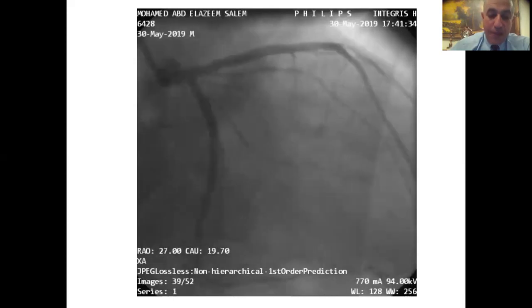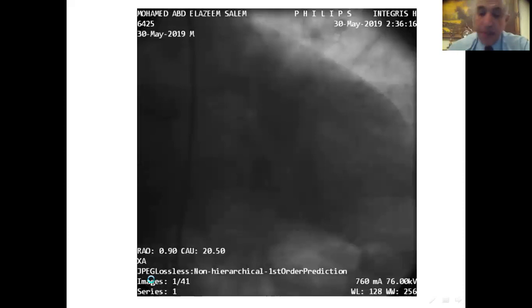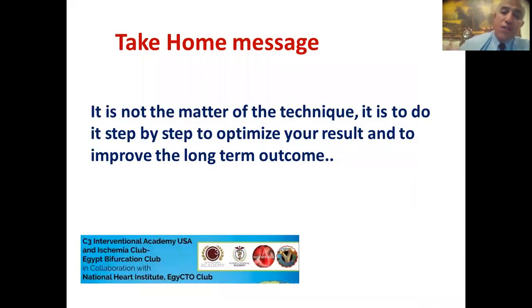I know it is a simple case, not heavily complex, but here is the message: step by step. And also my take-home message here is very important. It is not a matter of the technique. It is to do it step by step to optimize your results and to improve the long-term outcome, because we are not only looking for the angiographic short-term results, but we also have to look very carefully at the long-term outcome, and this should be fulfilled by a step-by-step approach when we are managing the bifurcation.